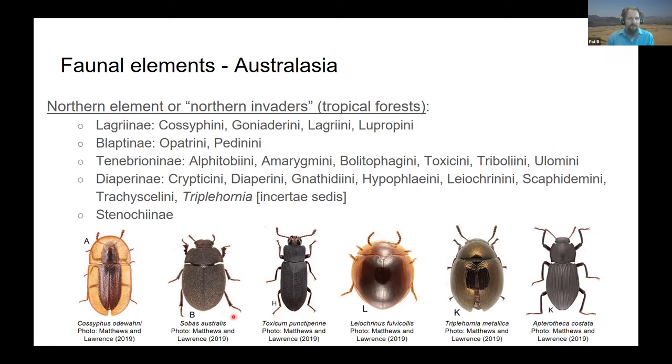And then the Blaptines, this is a Blaptine here. And Toxicum is a really nice beetle that has exaggerated structures. It's hard to see here, but the males often have these projections with tufts of setae at the end, and they fight, the males fight. So this is a member of the Toxicini. And Leocrinus is a member of the Leocrinini, which is a diaperine that looked like the coccinellid that we heard about before. Triplehornia was described recently, and it is unplaced within the Diaperinae, and it could become its own tribe, but more work is needed to determine this. And Spinochiines are certainly members of the tropical forest element, and this is a species of Apterotheca that I studied during my thesis.